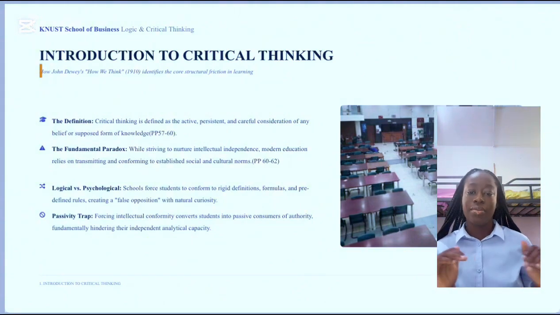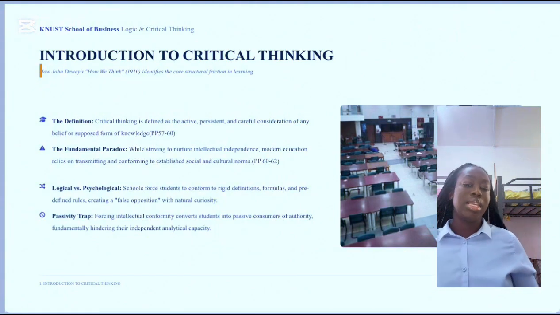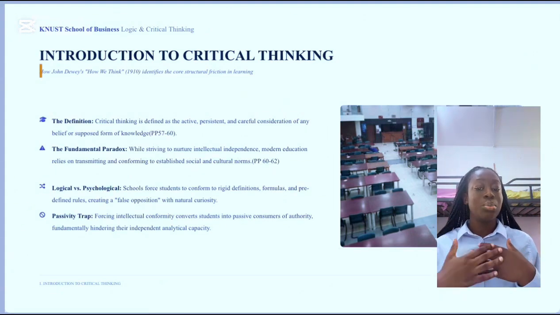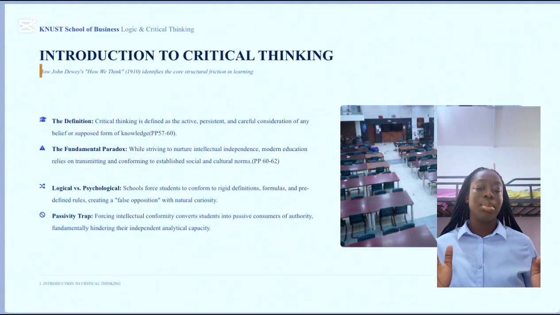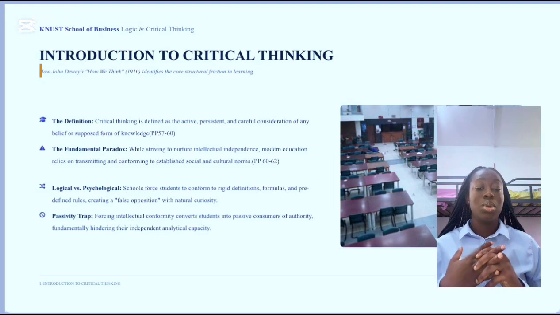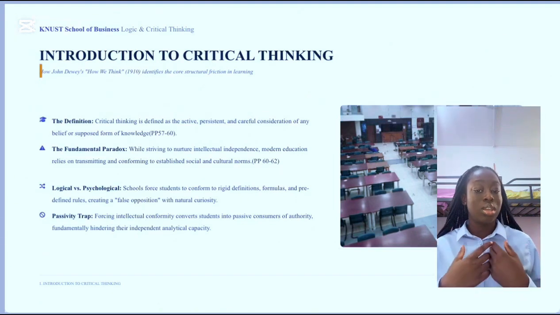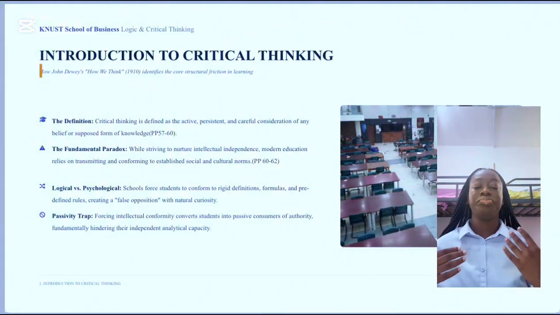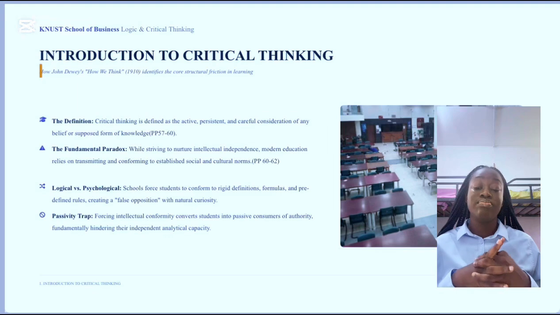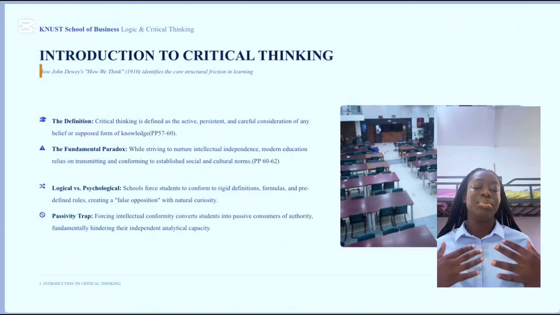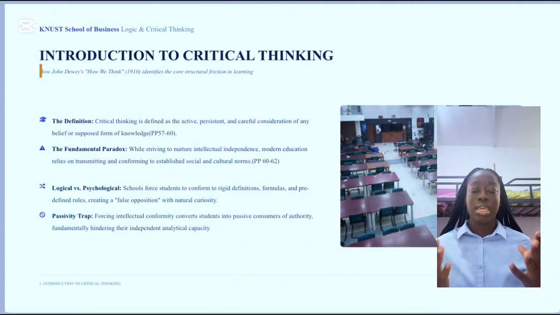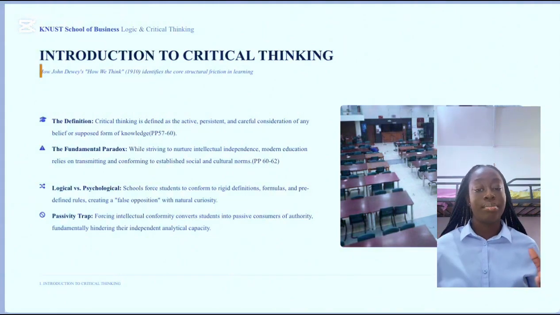So let's dive into it. Before we get to the main topic, we have to understand certain things that will make us understand the whole topic very well. So with that, we are going to talk about the introduction to critical thinking, which entails the definition of critical thinking, the fundamental paradox, and then the logical and the psychological means. Then we are going to put the psychological and logical means together to understand the trap under critical thinking.